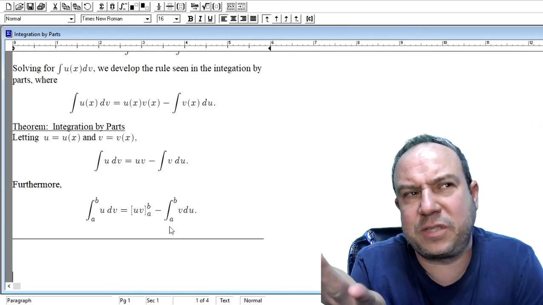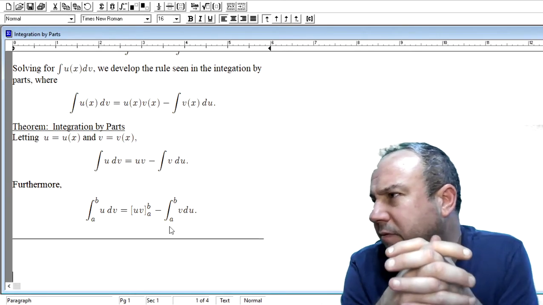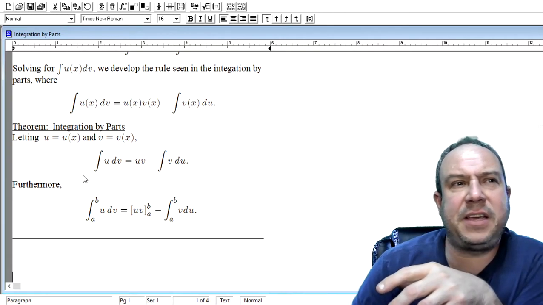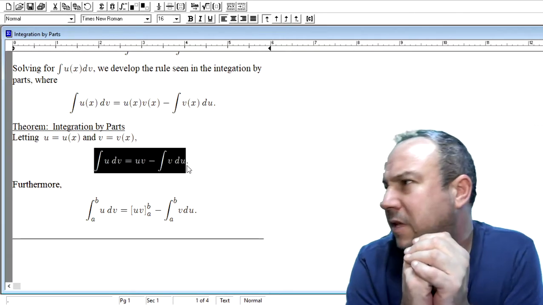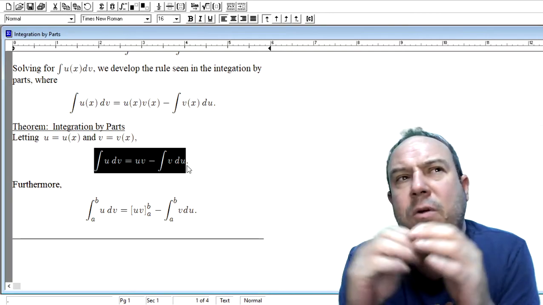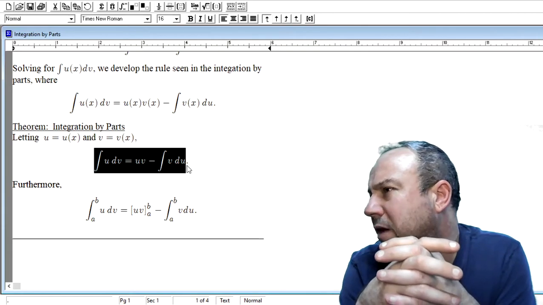Now all of this is presented in an integral form, where if we let u equal u of x and v equal v of x, what we often say is that the integral of u dv is equal to u times v minus the integral of v du, replacing the u of x and the v of x in the above result with just u and v respectively.